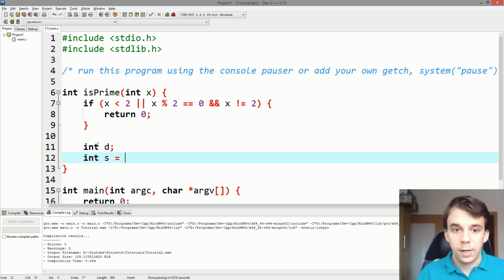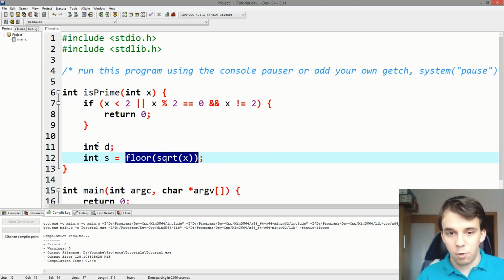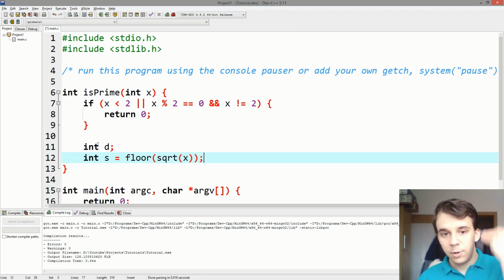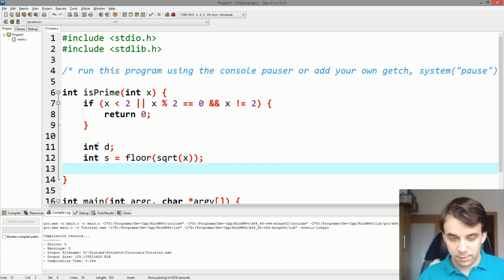Okay, so we can do int s equals floor of sqrt, that's the square root of x. Let's say floor because we want an integer, we don't care about decimal points, right? We want s inclusive. In case it's 9, we get 3 there and we check if it's inclusive of that.